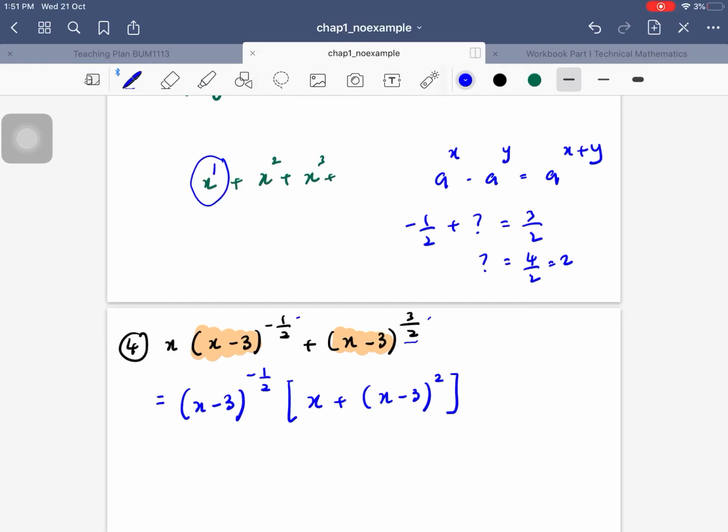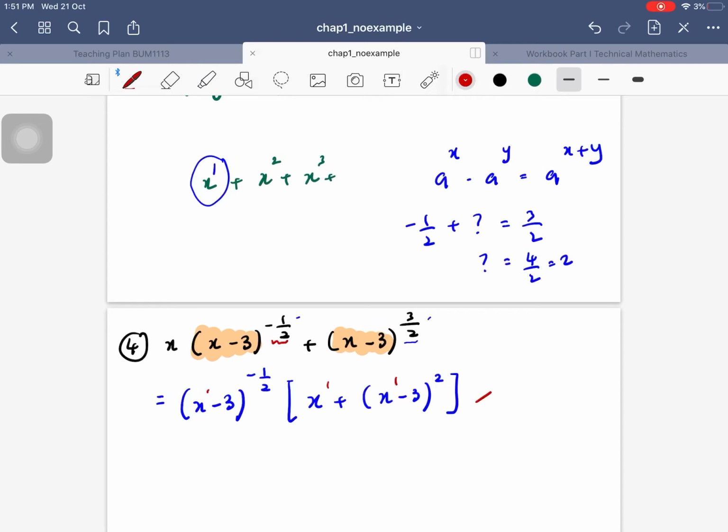So I'm going to have x minus 3 to the power of negative half multiplied by x plus x minus 3 squared. So the question is, can we further reduce this? The answer is no, because this is already linear, to the power of 1, to the power of 1, to the power of 1. So just leave it like this. This is going to be the final outcome, remember? There's no special way of doing this.